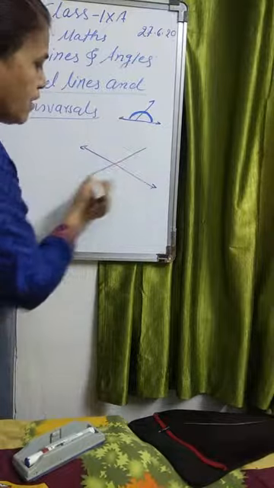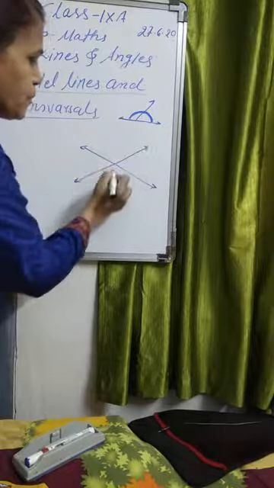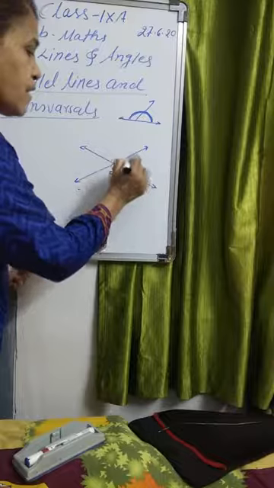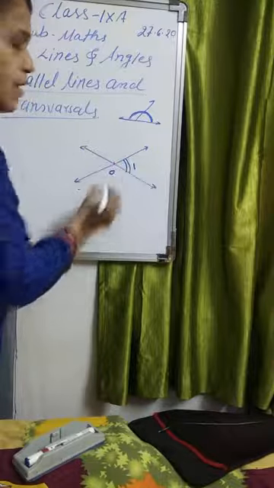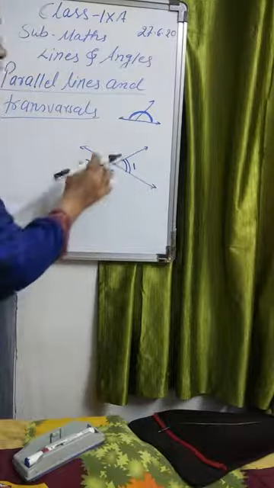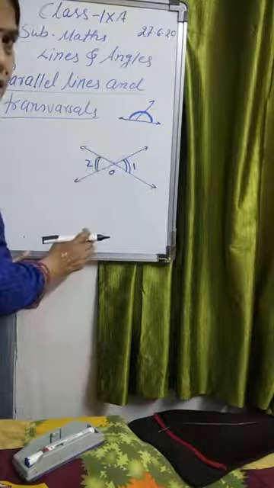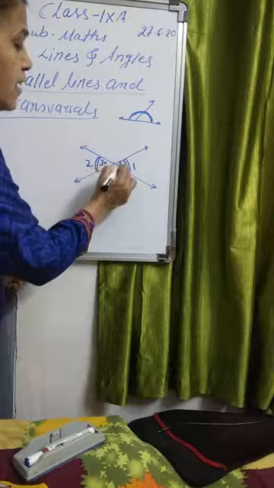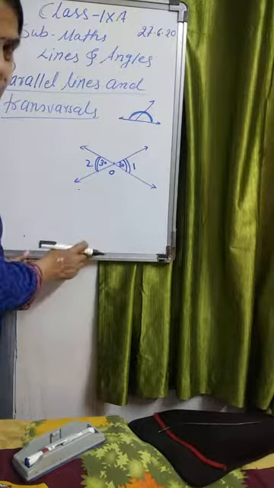Now see, suppose these two lines intersect each other at the point O. This angle 1 and this angle, suppose this angle is the 2, these two angles are always equal. Suppose this angle is the 30 degree, again this angle will be 30 degree.